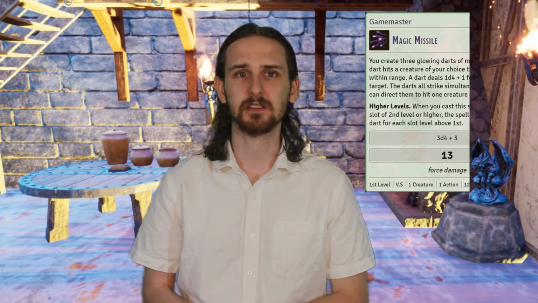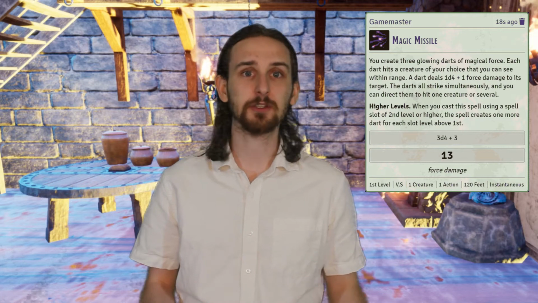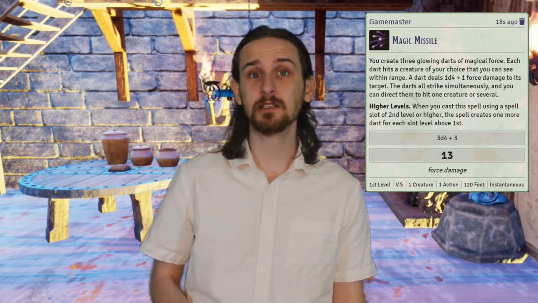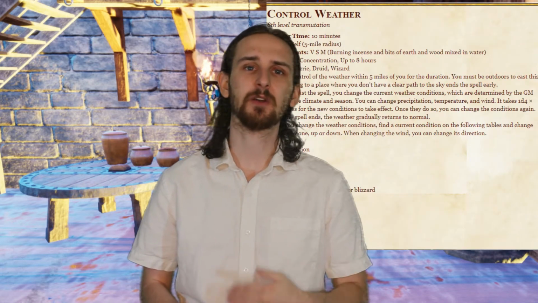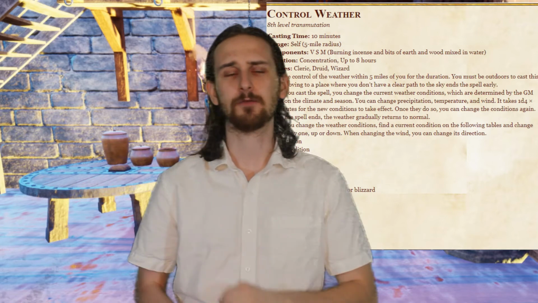Now, you aren't limited at casting a spell at just the level it's designated. You can cast a spell at a higher level using a spell slot of a higher level. This is called upcasting. Take a spell like Magic Missile, for instance. It's a 1st level spell, so you can cast it using a 1st level spell slot, or you can use any spell slot above that from 2nd to 9th level. But a spell like Control Weather, which is an 8th level spell, you can only use a spell slot of 8th or 9th level to cast that.